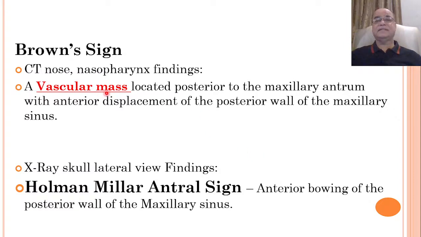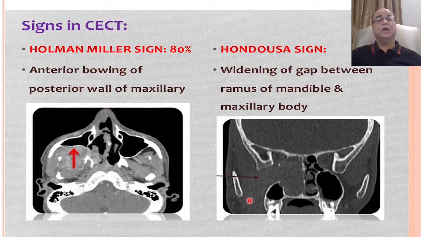A vascular mass on CT scan of the nose and nasopharynx located posterior to the maxillary antrum, which is pushing the posterior wall of the maxillary antrum forward, is what we call Brown's sign. On plain X-ray and on CT scan, this HOLMAN-MILLAR sign, also called the antral sign, or collectively the HOLMAN-MILLAR antral sign, is actually the anterior bowing of the posterior wall of the maxillary sinus.